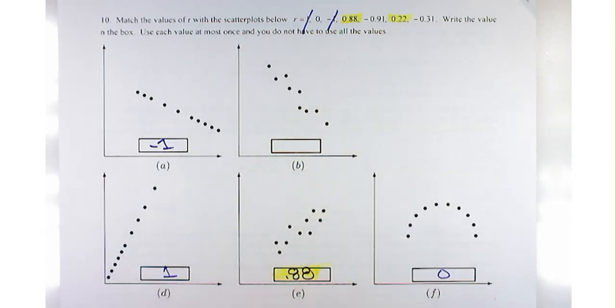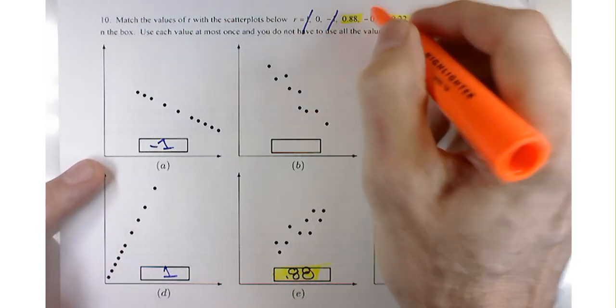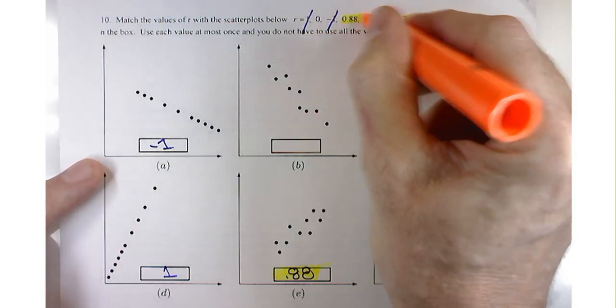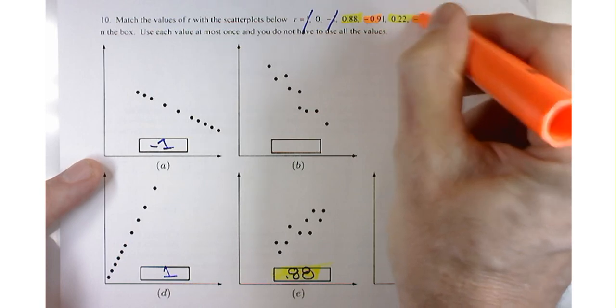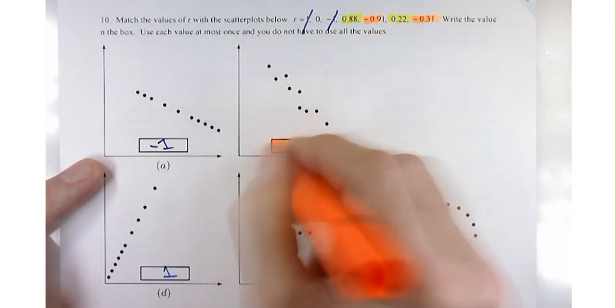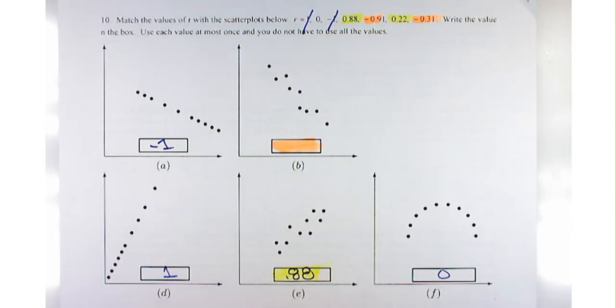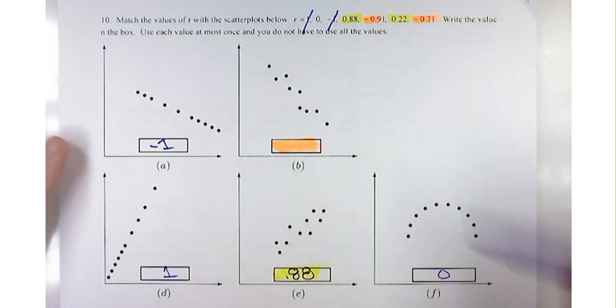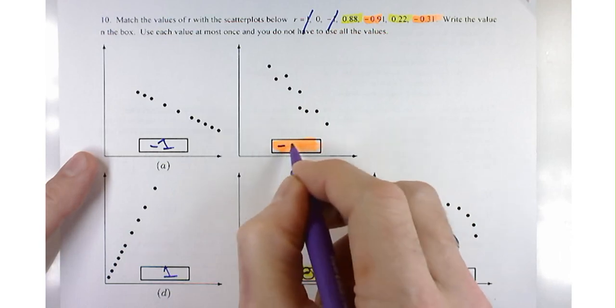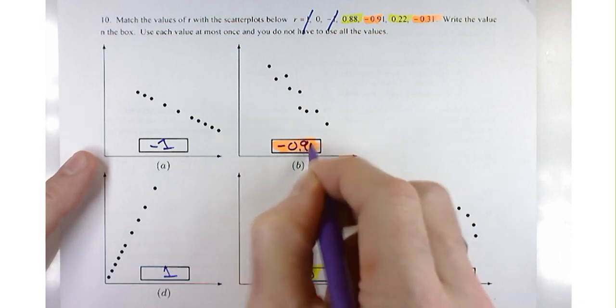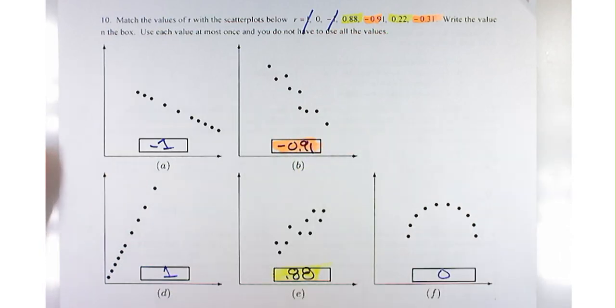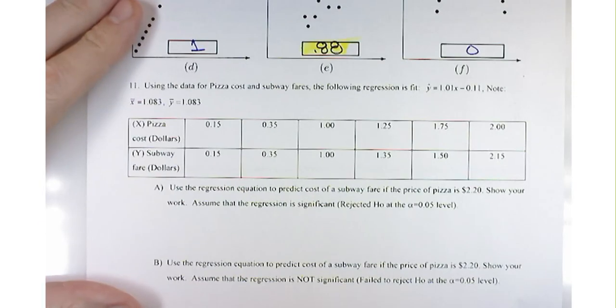Finally, we've got negative 0.91 and negative 0.31. For this one, we've narrowed it down to two choices. Which one looks more likely? Yeah, negative 0.91. Nice. Onward.